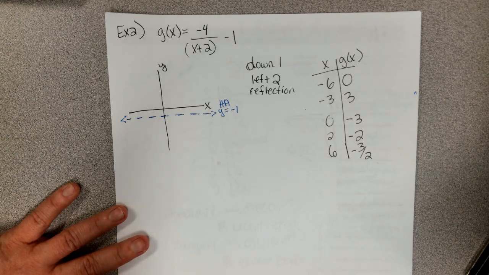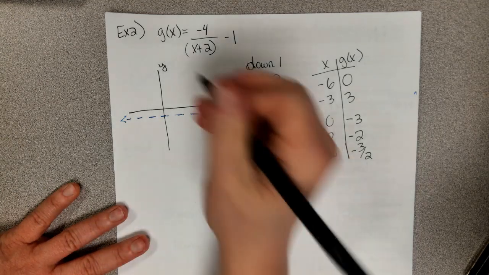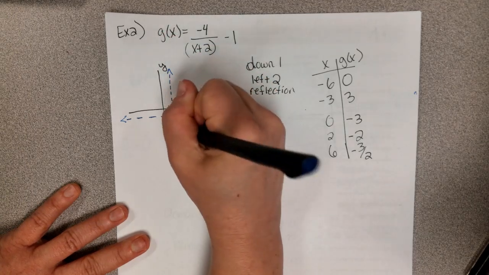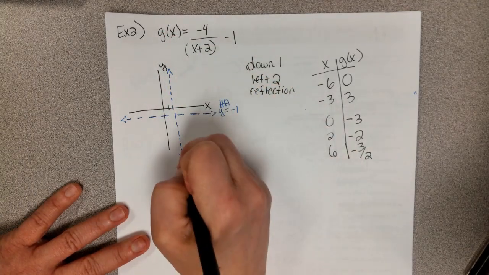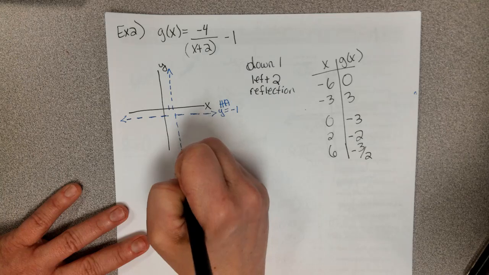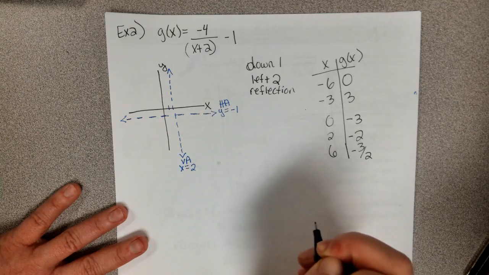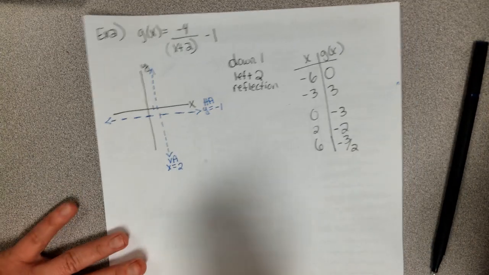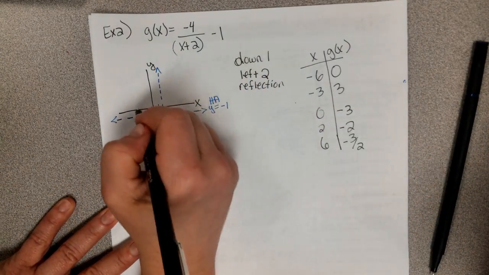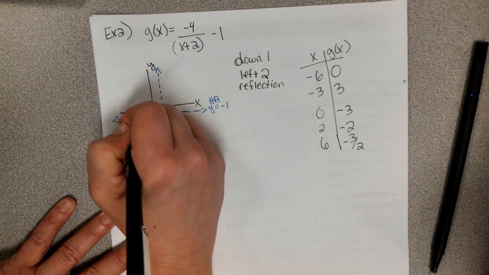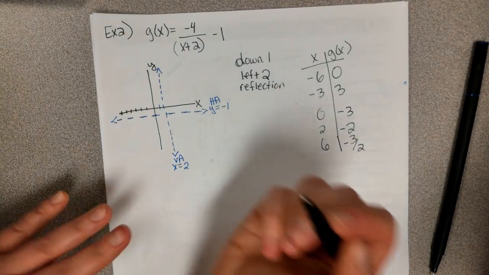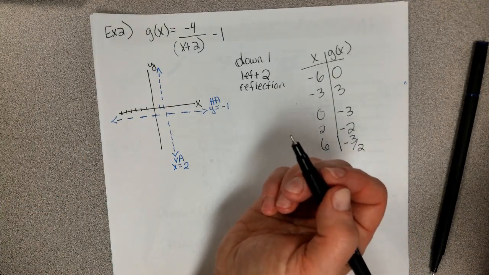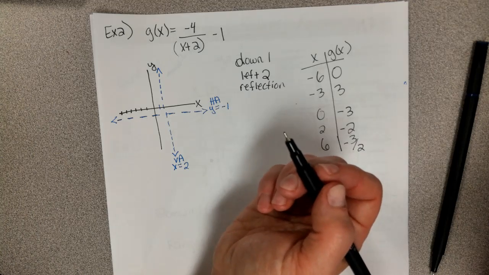Then our vertical asymptote will move to the left 2. So 1, 2. There we go. And I will have a new vertical asymptote at x equals 2. And then I have some points to plot here. So -6, 0, 1, 2, 3, 4, 5, 6. That's right, yes? No, it's not. That's not right. I feel like that's not right.